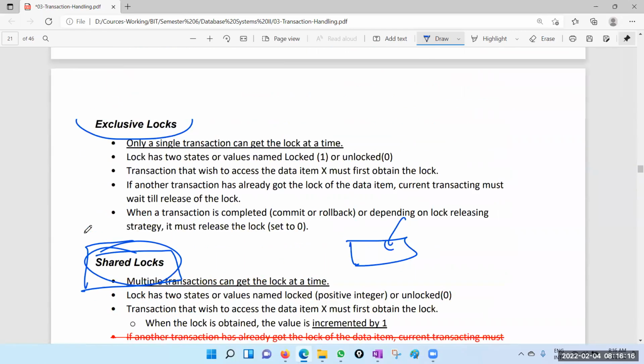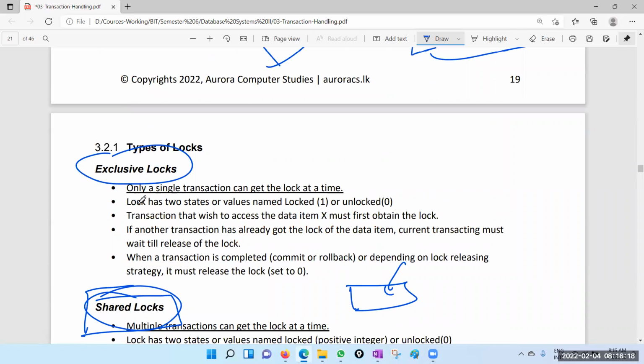In exclusive lock, we just have to check whether the lock is given to some transaction or not. It's a Boolean concept. In shared lock, yes, we have to check whether anyone has taken it or not, but at the same time, we can keep track of how many transactions currently have that lock. So every time a transaction is given the lock, we increment the lock count, and every time a transaction releases it, we decrement it. If the count is 0, that means no transaction has acquired that lock.